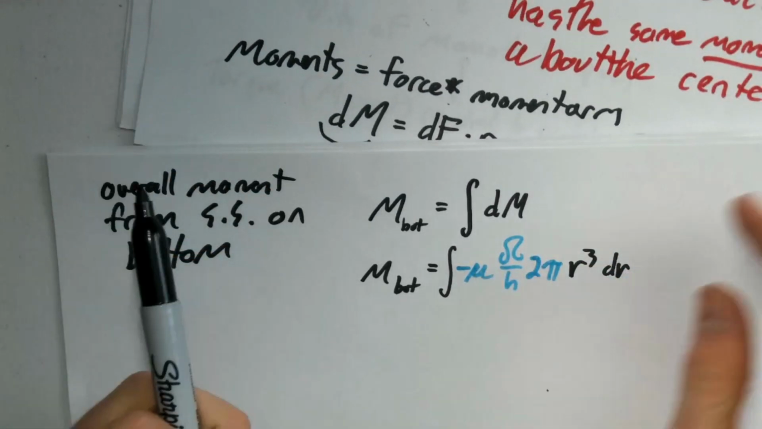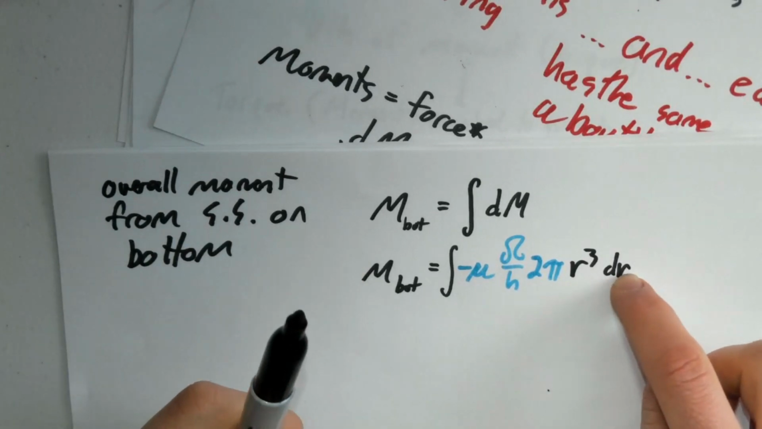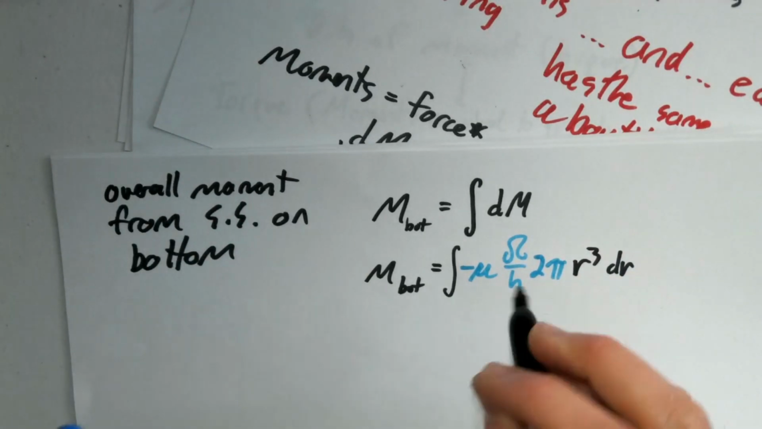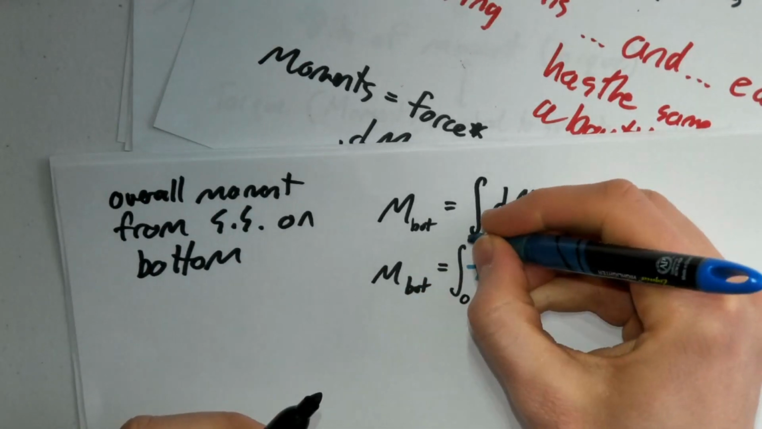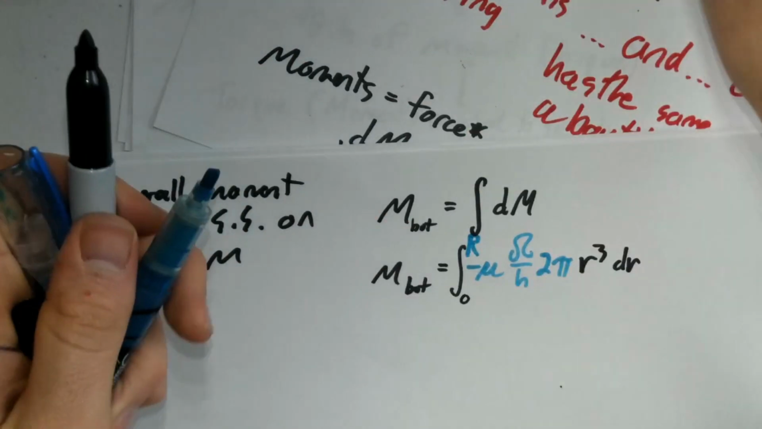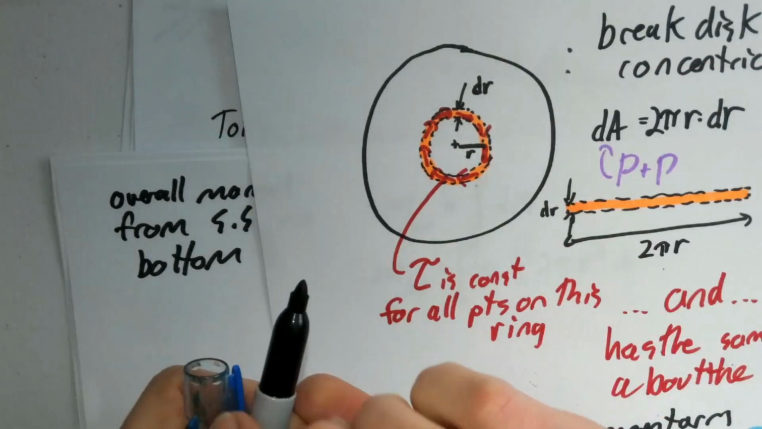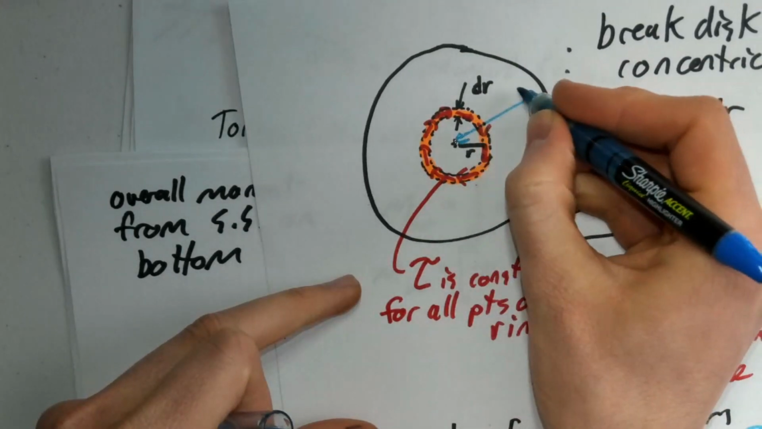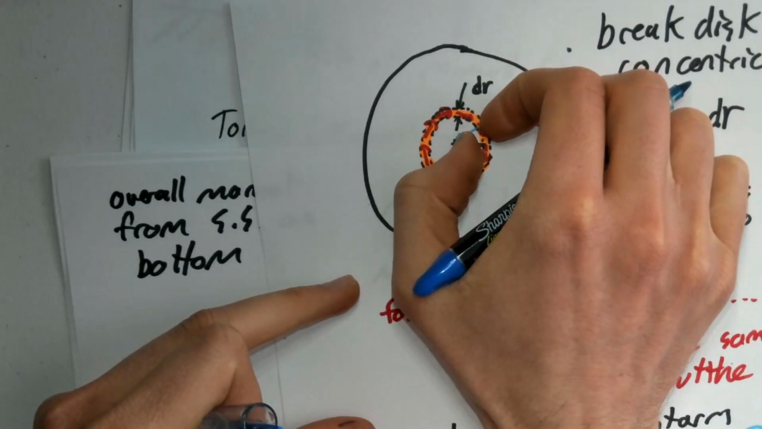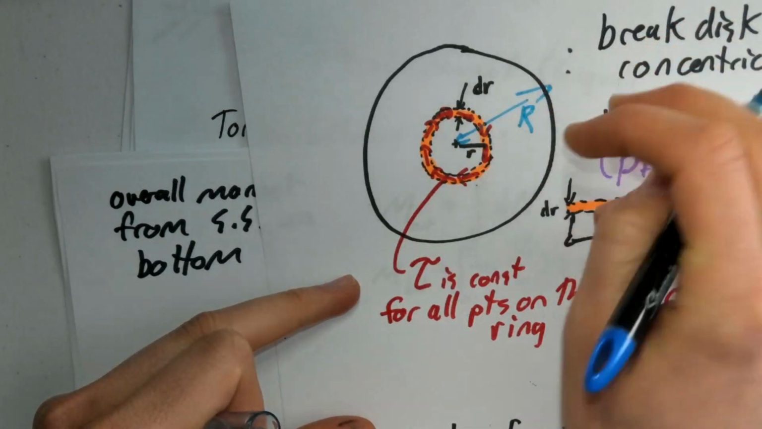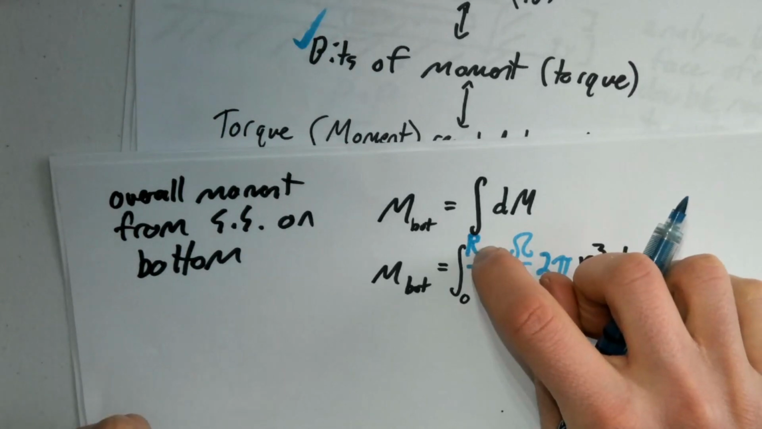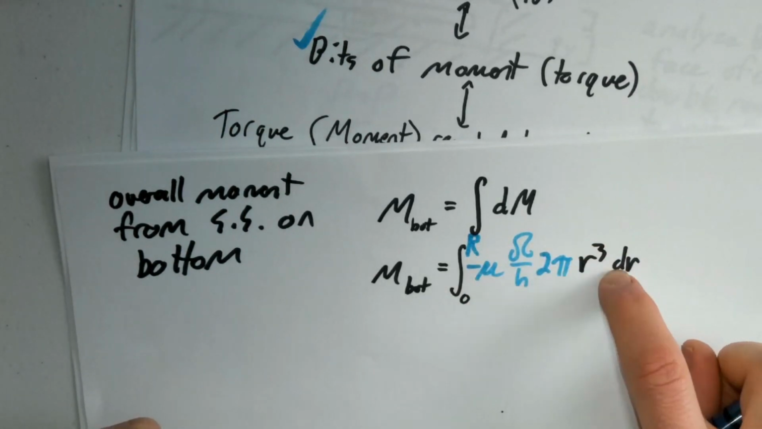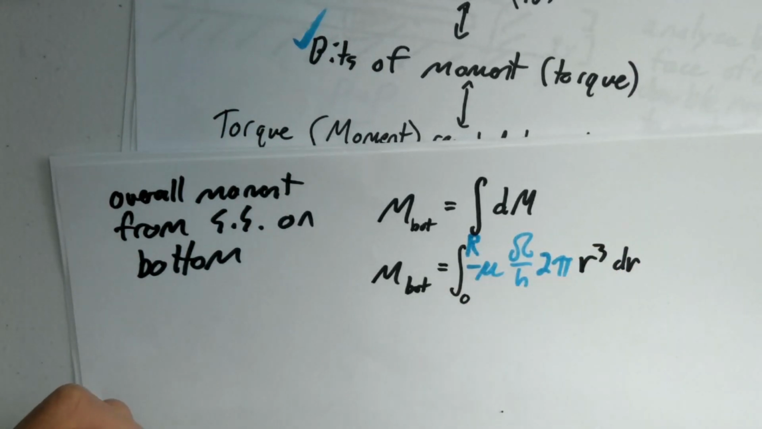So the corresponding limits of integration, we're integrating with respect to r, right? The limits of integration are going to be from 0 to capital R, where capital R is the radius of the whole disk. So little r is the radius of any one particular ring, whereas capital R is the radius of the whole disk. So capital R is going to be the upper limit of integration when we integrate with respect to little r.